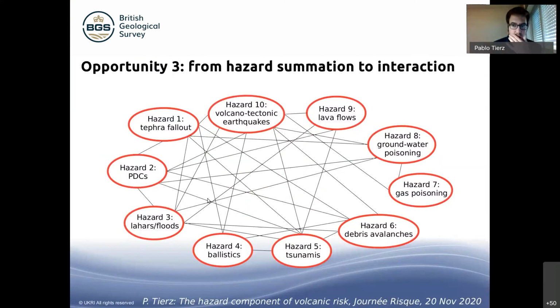Yes. So what is usually done is basically provide hazard assessments for the single hazard. So say we look at PDCs as we've seen before, or we look at surface fallout individually, or lava flows, or ballistics, which is basically projectiles, bombs that are thrown and follow projectile trajectories, etc. But it's very, very commonly focused on the single hazard.